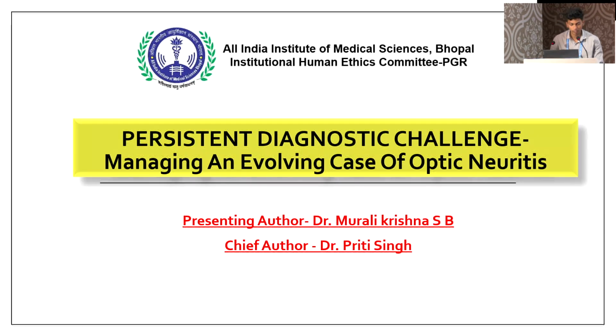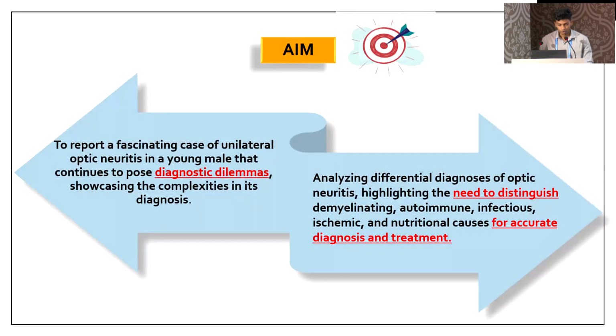Today I'm going to present a persistent diagnostic challenge: managing an evolving case of optic neuritis. So, I aim to report a fascinating case of unilateral optic neuritis in a young male that continues to pose diagnostic dilemmas, showcasing the complexities in its diagnosis. Analyzing the differential diagnosis of optic neuritis, highlighting the need to distinguish demyelinating, autoimmune, infectious, ischemic, and nutritional causes for accurate diagnosis and treatment.